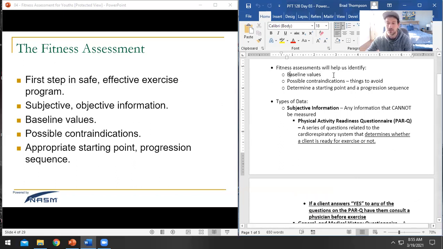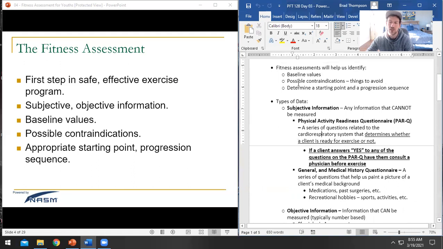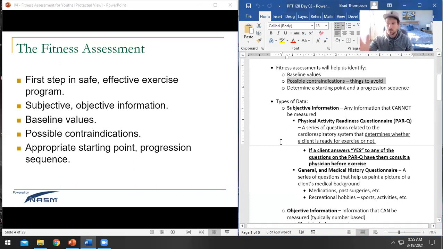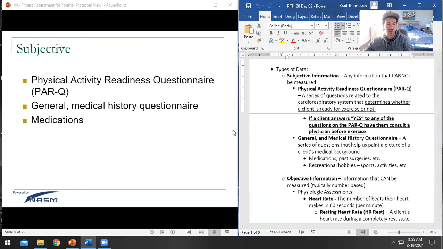Fitness assessments are going to help us establish our baseline values. They're also going to help us understand our contraindications. If we have a client who tells us they have a bone disorder, like osteoporosis, and we're talking about youths primarily, but next module we'll talk about seniors, osteoporosis doesn't mean you can't exercise with them. It doesn't mean they can't lift weights, because they super can, but do not put them on a foam roller, because that is literally bending their bones. That can cause fractures. Our assessment is going to help us determine our starting point and the path on which we are going to travel for progress.